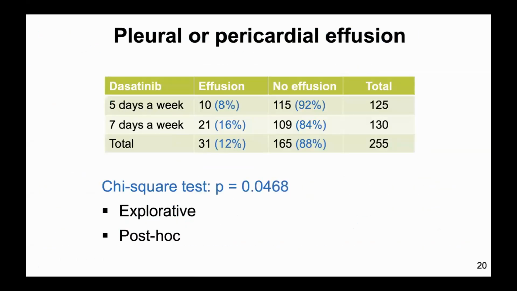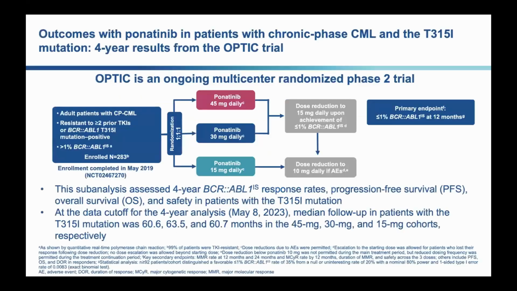Our conclusion is that with 5 days per week in first line, we achieve the same efficacy, but less pleural and pericardial effusions. All other side effects are similar. Therefore, the 5-day schedule in first line could be established as a new standard of care for patients with chronic phase CML. For second line, we would continue with the 7-day schedule of Dasatinib.